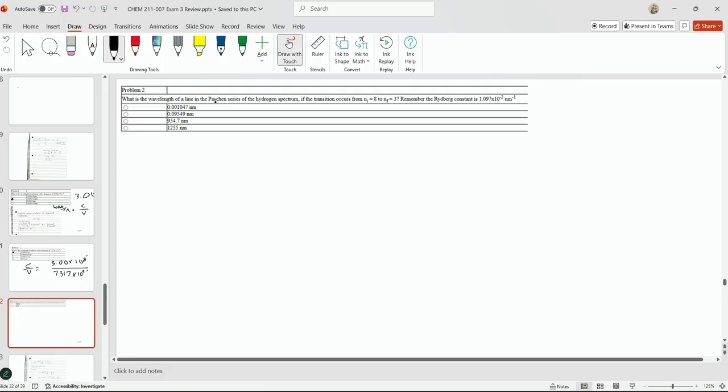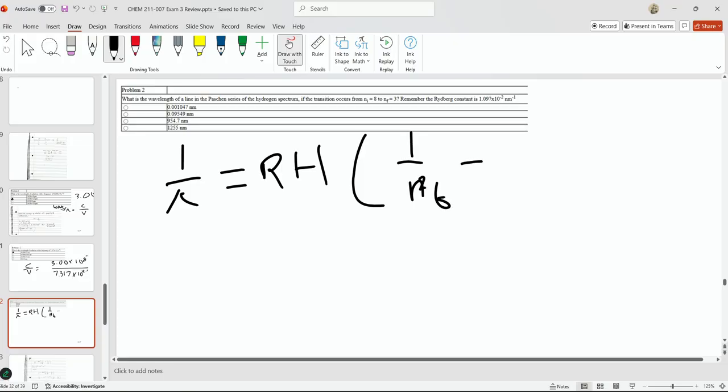What is the wavelength of the line in the Paschen series of the hydrogen spectrum where the transition occurs from n initial of 8 to n final of 3? Remember the Rydberg constant is 1.09 times 10 to the -2. All right, so we have to use the Rydberg equation for this one. The equation states that 1 over wavelength is equal to R_H times 1 over n final squared minus 1 over n initial squared.